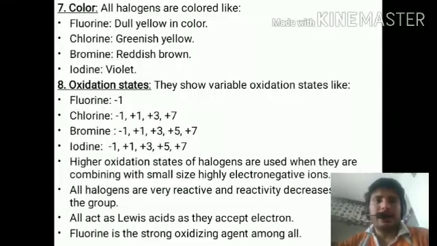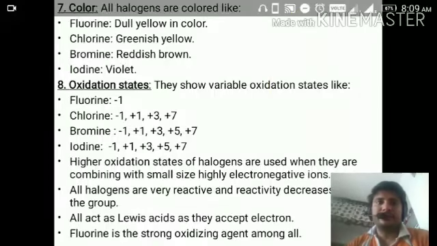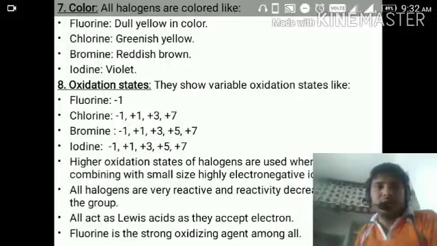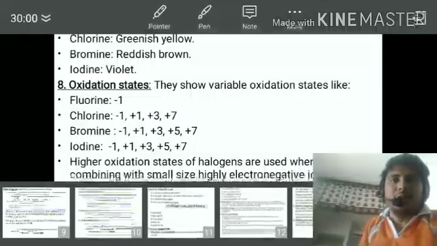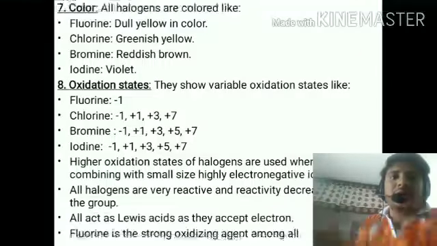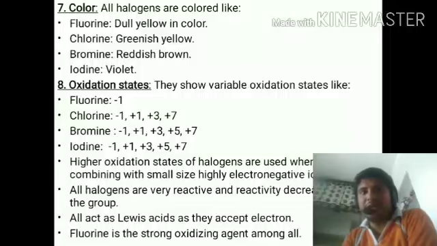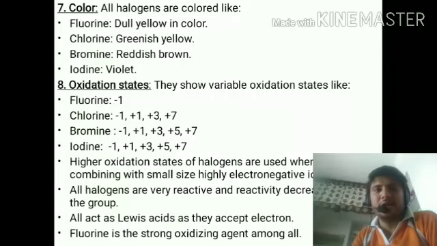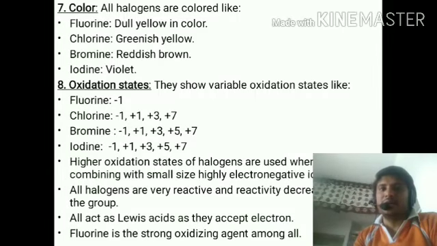Okay. Now we talk about the color. Discuss the color of the halogens. Halogens show colors: fluorine is light yellow in color, and chlorine is greenish yellow in color. Bromine is red-brown in color, and iodine is violet in color.